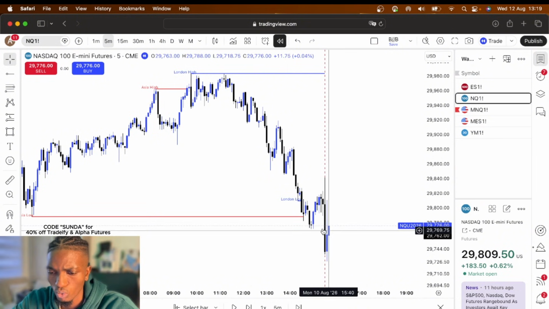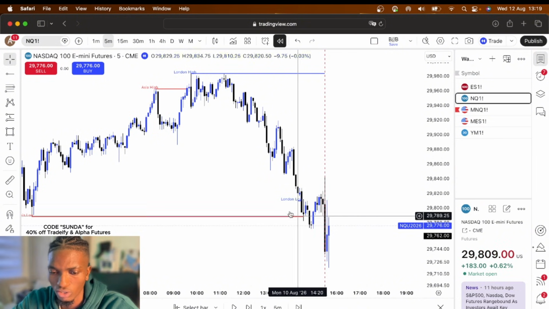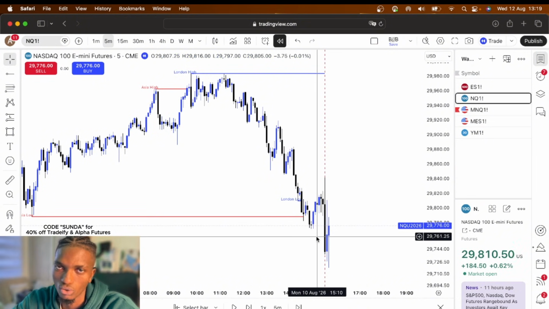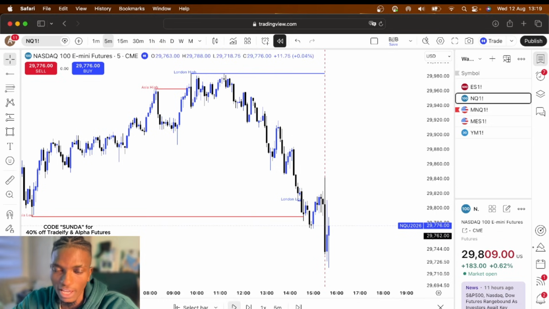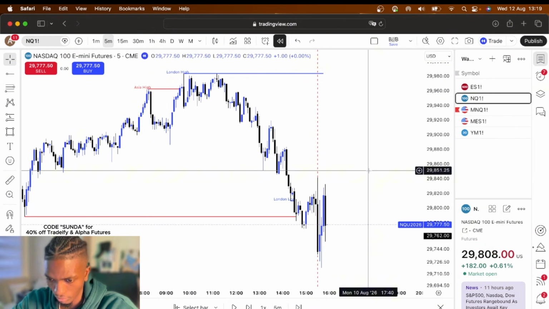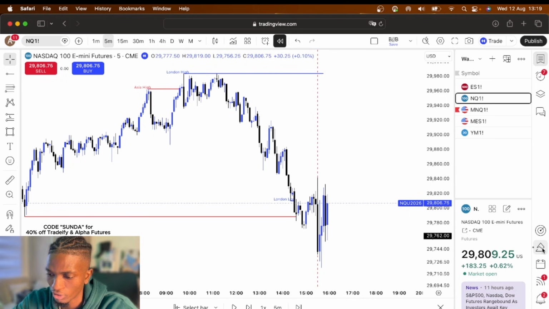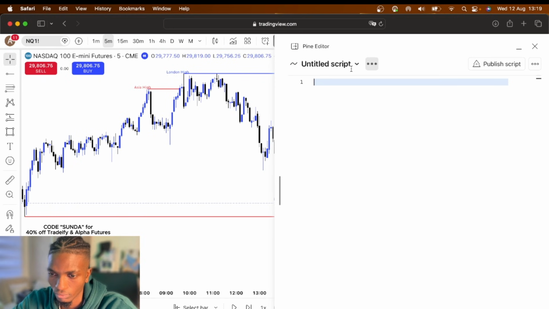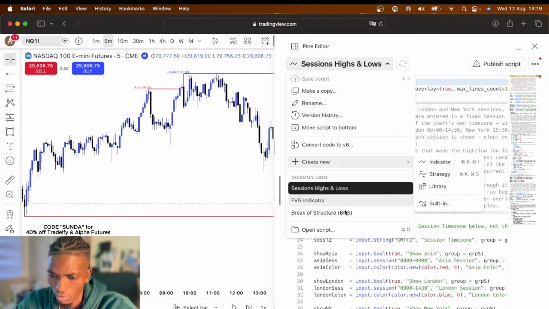So on NQ, we took out this low, pre-market low, Asia's low and London's low. So what are we waiting for? A market structure shift upwards. So we're gonna have to wait and see if that happens. Should I plug in the BOS? Okay, let me do it now. There.